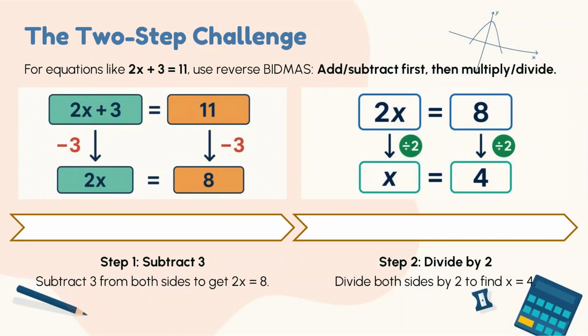Start with 2x plus 3 equals 11. First, subtract 3 from both sides. That gives 2x equals 8. Then divide both sides by 2, so x equals 4. The reason we subtract 3 first is because we want to isolate the 2x term before dividing.